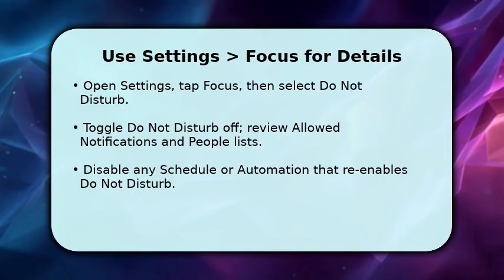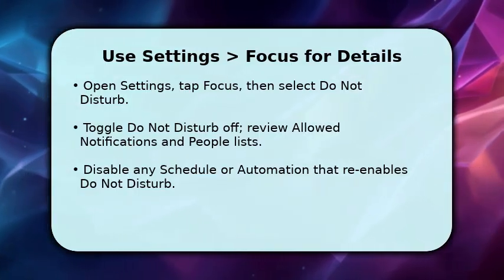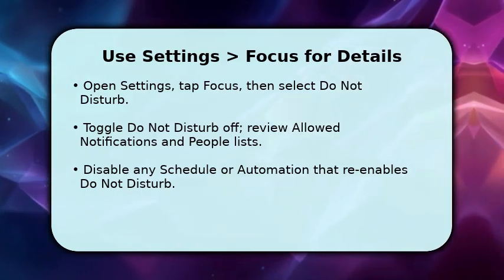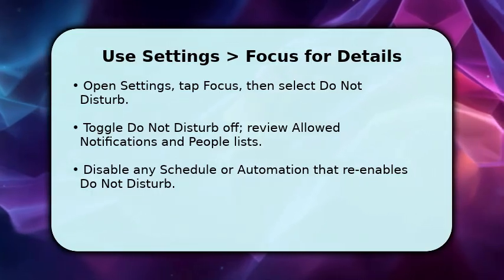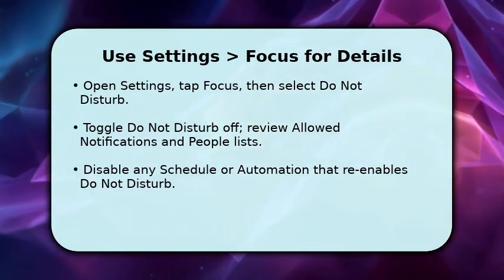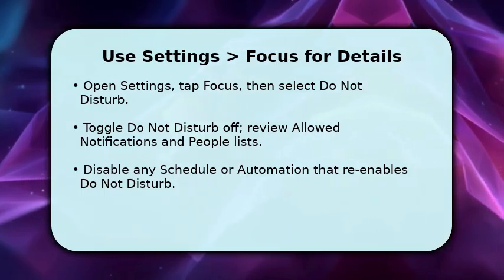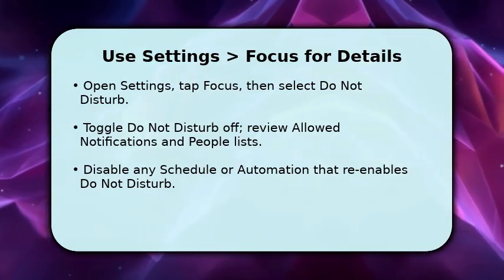If the Quick Control Center toggle didn't solve it, go to Settings and tap Focus, then choose Do Not Disturb so you can control the why and when. Toggle Do Not Disturb off. This stops the system-level block. While here, check Allowed Notifications to ensure calls and apps you want still come through, and inspect people and apps lists to permit exceptions. Also look for schedules or automations and turn those off if they keep re-enabling the mode.